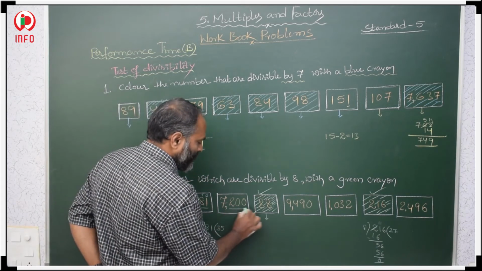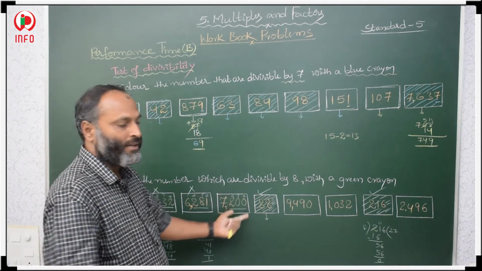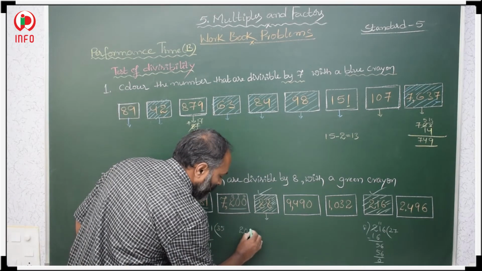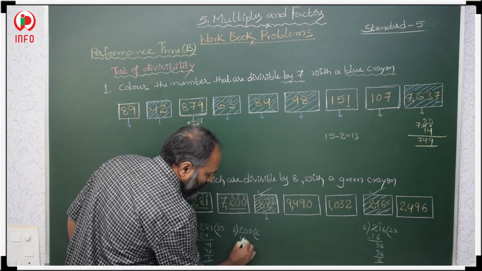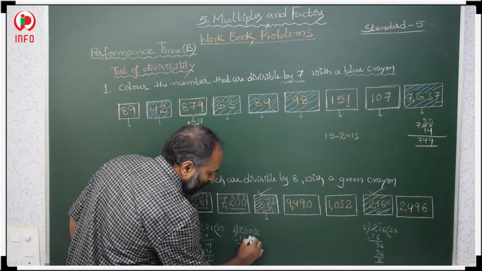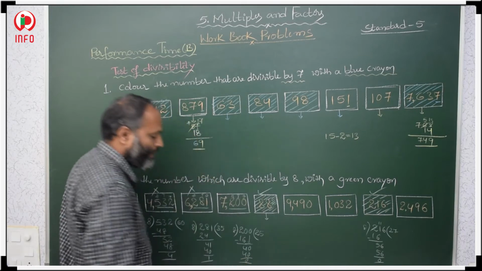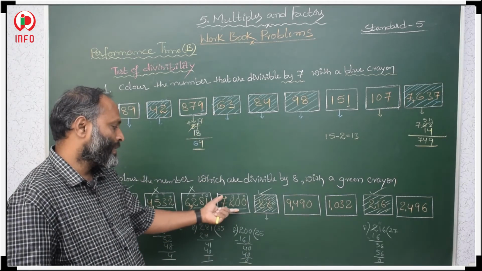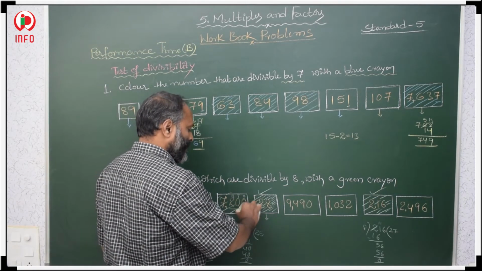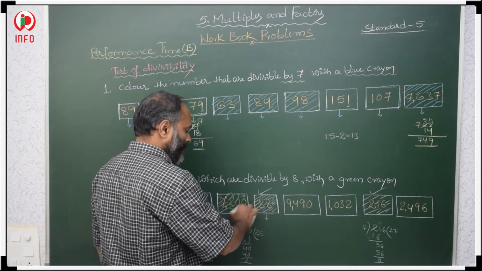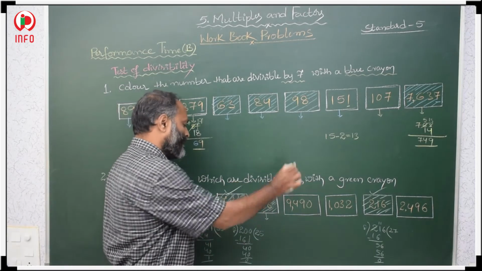Now we have to check this one. Ones, tens and hundreds. Last 3 place values we have to check. 200, is 200 divisible by 8? 8 2s are 16. The remainder is 4. Then the difference is 4 and 0. 8 5s are 40. 0. Here the remainder is 0, which means this complete number is also divisible by 8. Color with green crayon. Okay, then this is divisible by 8.